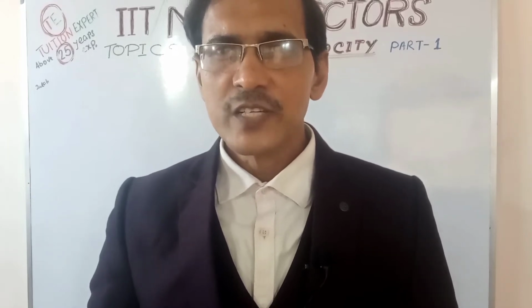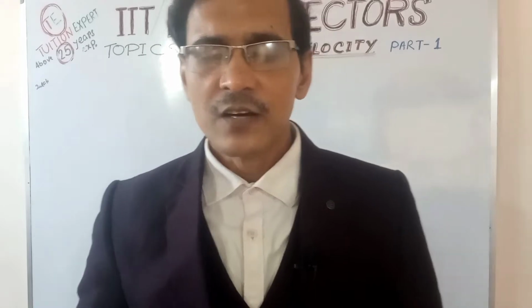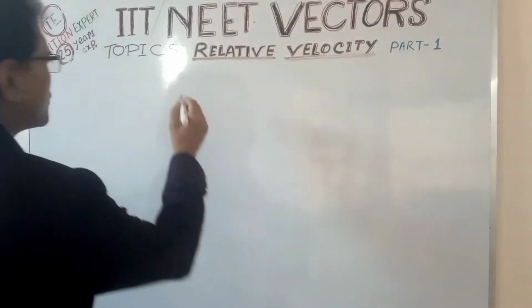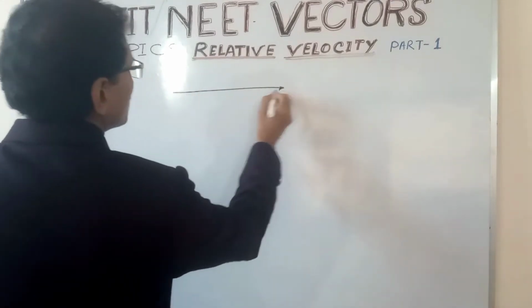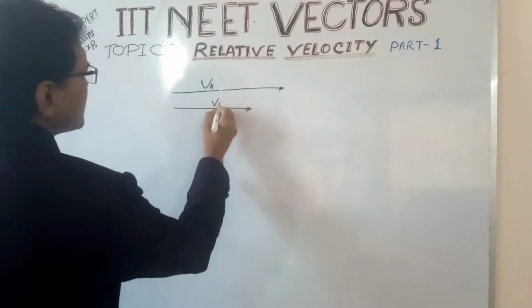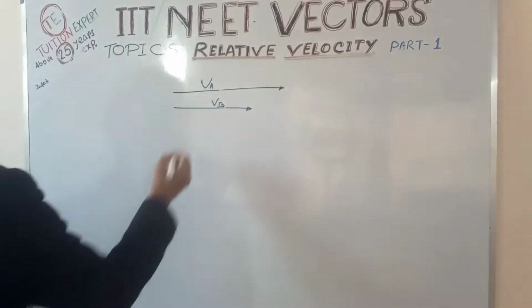Today in this class I will teach you about the relative velocity. Now let's start about the relative velocity. Suppose two cars move, car A moves with velocity VA and another car moves with velocity VB along the same direction.